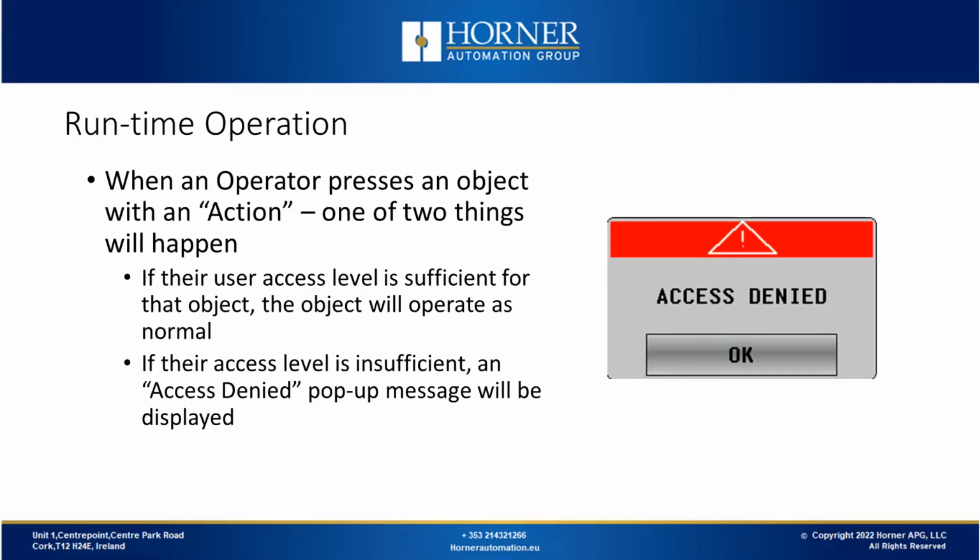Now let's look at what happens at runtime. As I mentioned before, when an operator presses an object with an action, one of two things is going to happen. First of all, if their access level is equal or greater than the access level set for the object, then it will operate as normal. However, if their access level is too low, then when they press that object, they'll see access denied. If it's an editable numeric object, they'll still see the current value of that object, but they won't have the access level to be able to change that value.